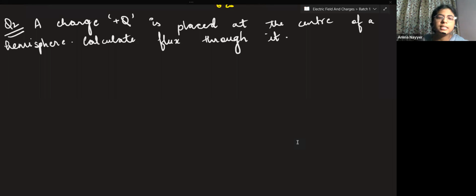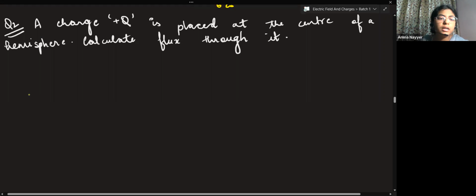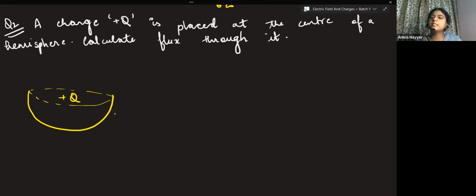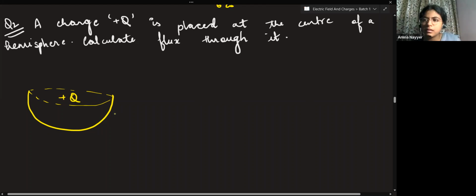I'll help the others with it too. See, you are provided with a hemisphere. Let's say this is the hemisphere that you have, and plus q is over here. So is this a closed surface? Is q residing in this hemisphere? It is placed at the center of the hemisphere, in this manner.